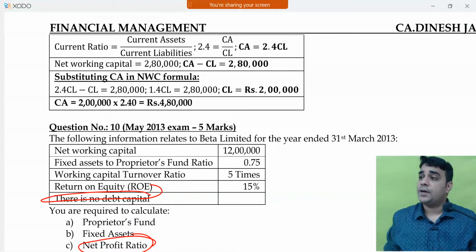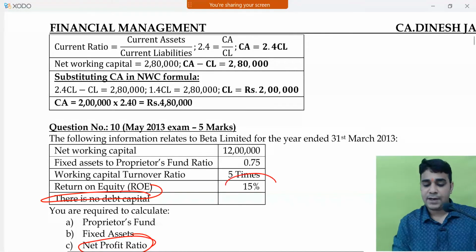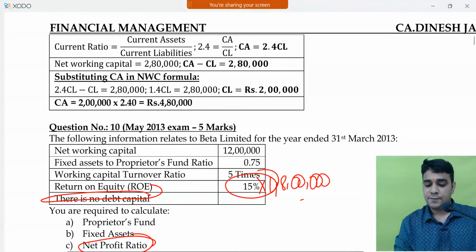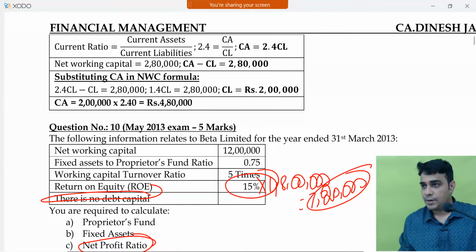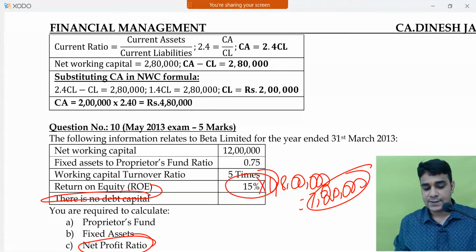What is the formula for return on equity? Return on equity formula. Okay, EAS by equity shareholders fund. If there is no preference dividend, EAS is equal to what? Profit after tax. So my net profit is 15% of proprietor funds.